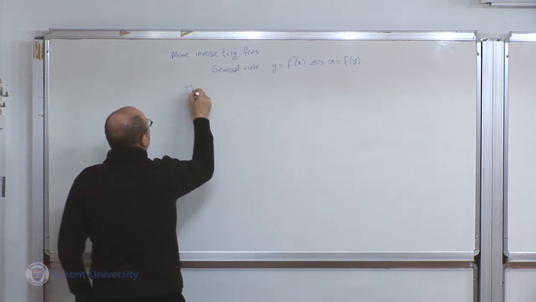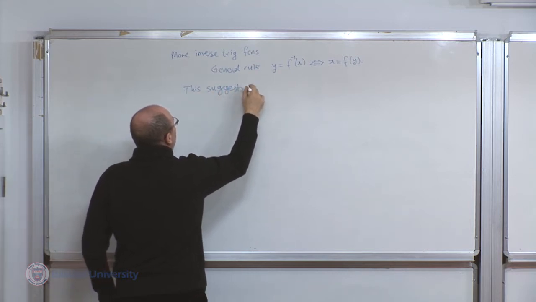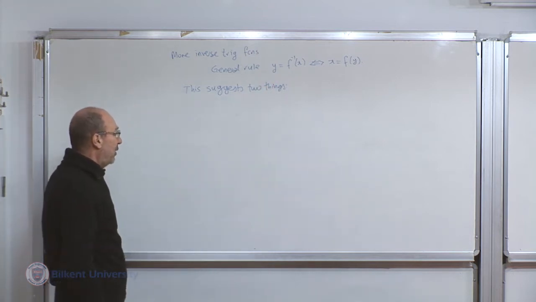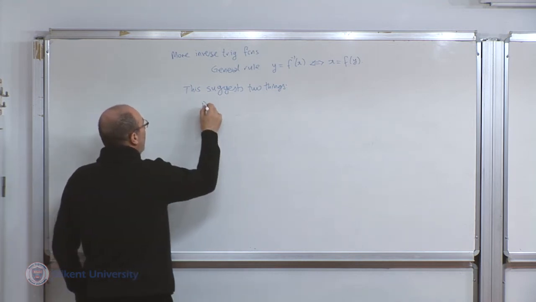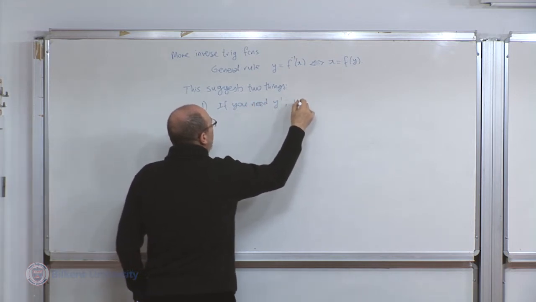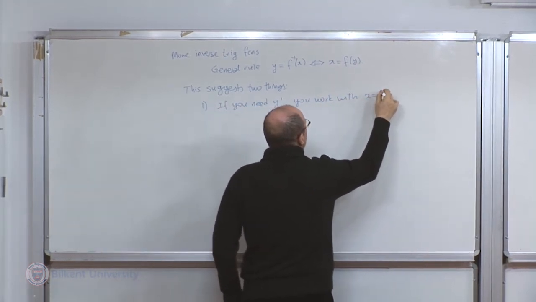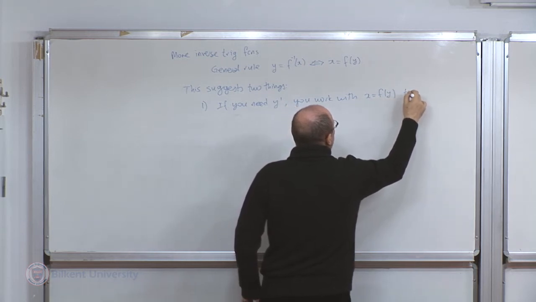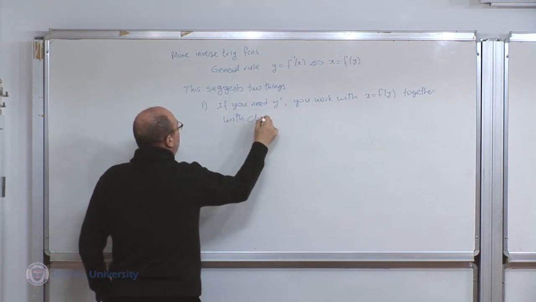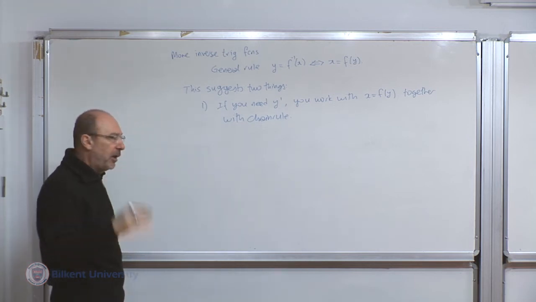So this suggests two things. Well, it suggests many things, but I can think of only two at this moment. One, if you need y prime, you work with x equals f of y together with chain rule. Okay, so this is the first trick, if you like to call it a trick.